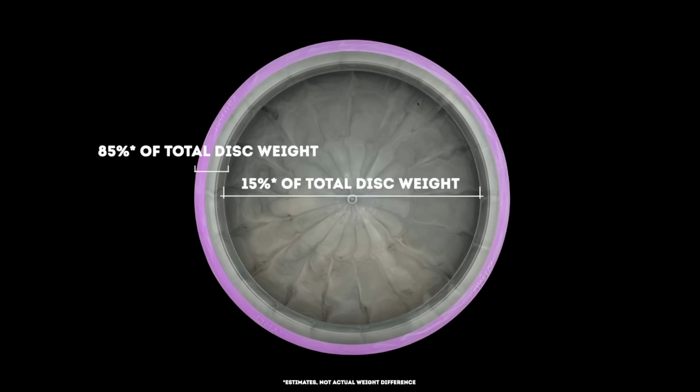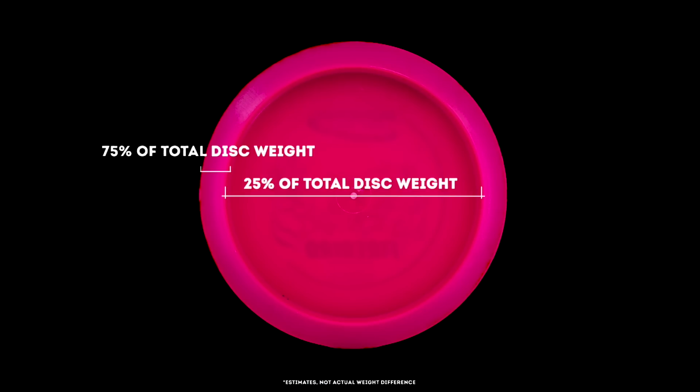This also creates a greater weight difference between the flight plate and the wing. However, if a plastic is less dense, which you can often feel in plastics like DX from Innova or Putter Blend from Discraft, the flight plate requires more material for it to be sturdy enough to hold up over time.